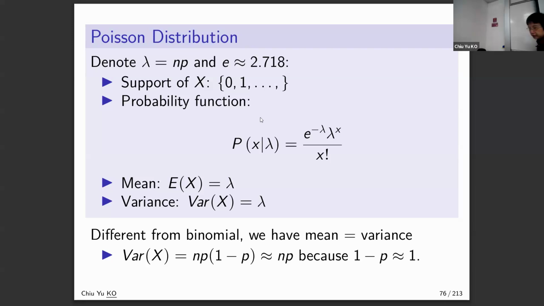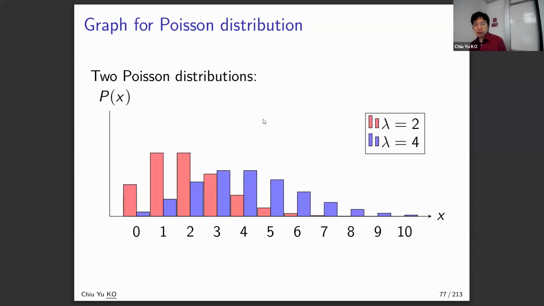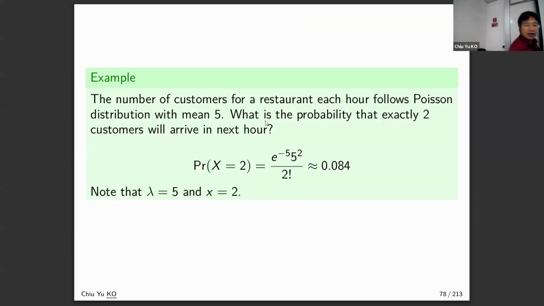So that's why when you look at the example, you will say if I'm expecting 5 customers arriving each hour, then lambda will be 5. You can just put that in. It shouldn't be particularly difficult, this one, okay?